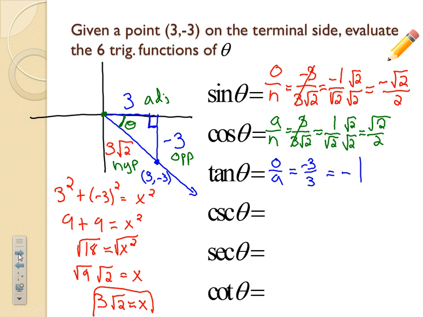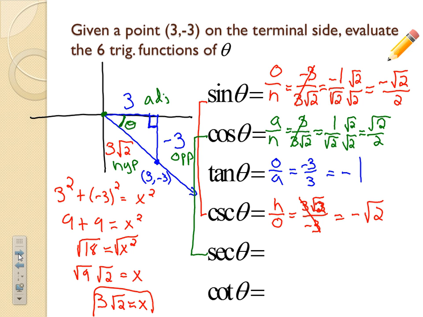Now, sine and cosecant are reciprocals. So this is hypotenuse over opposite, which is 3 square roots of 2 over negative 3. The 3's cancel, and I get negative square root of 2. Secant and cosine are reciprocals. So I have hypotenuse over adjacent. My hypotenuse is 3 square roots of 2 all over my adjacent, which is 3. My 3's will cancel, so I'm left with the square root of 2.